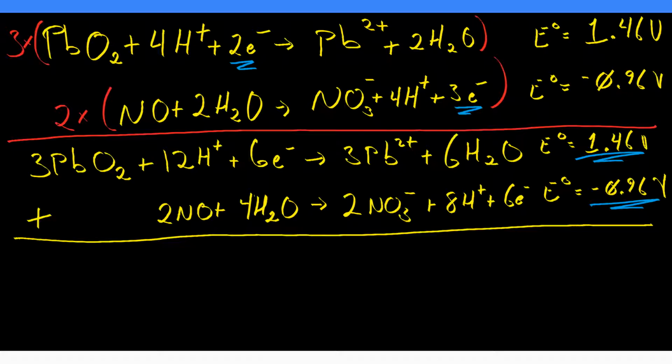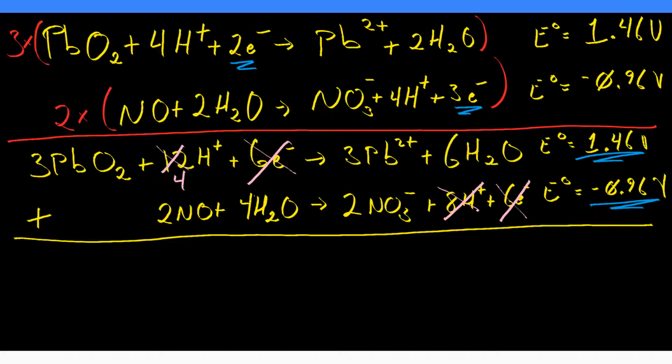And when you do that, you're going to start canceling things out. Anything that appears on both sides of the arrow is going to get canceled out. So first things to go are going to be those electrons. Those cancel out perfectly, which is exactly what we want. It's what we need. It's why we multiplied things. So the electrons are gone. Next up is our H+. We have 12H+ on the reactant side up top. We have 8H+ on the product side down at the bottom. Those are going to cancel out, leaving us with 4H+ on the reactant side.